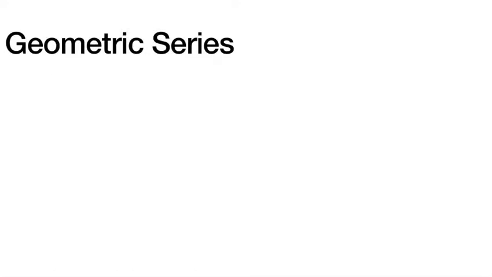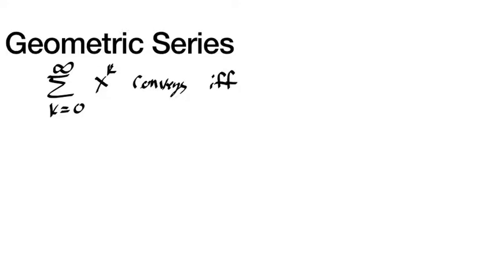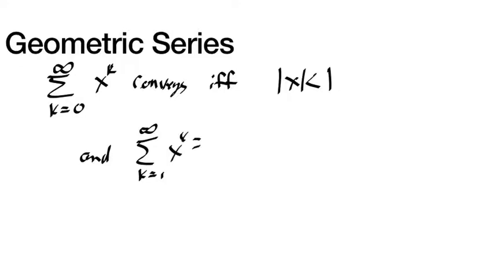And so what it says is that this sum, the sum as k goes from 0 to infinity of x to the k, converges if and only if the absolute value of x is less than 1, and more than that, this is one of the few times we actually know what the sum is. The sum of x to the k equals 1 over 1 minus x.